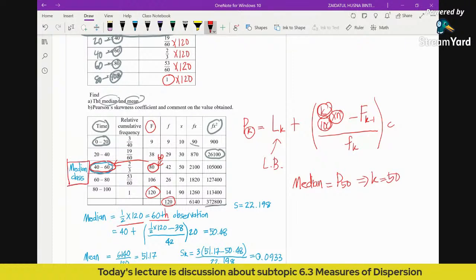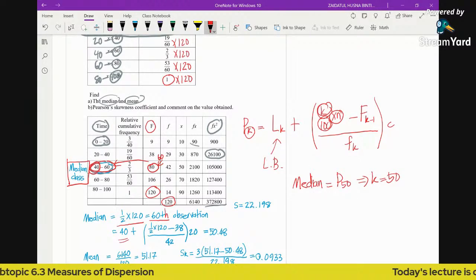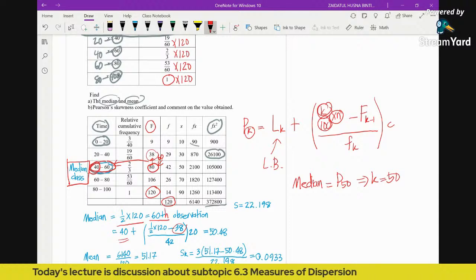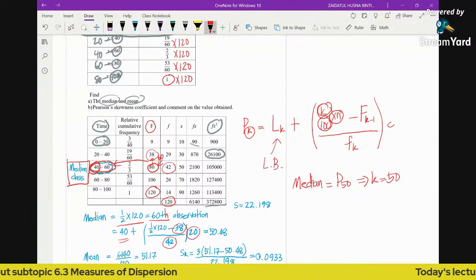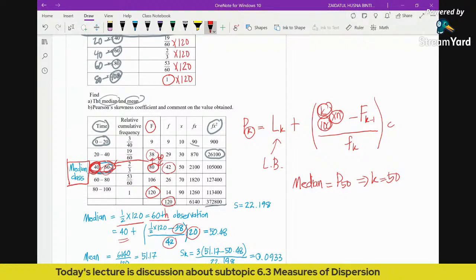And straight away from here you can find your lower boundary. So this is the lower boundary of the median class, plus half times n minus 38, which is the cumulative frequency of the class before, divided by the frequency of the median class, 42, and then multiply by the class width. How to find class width? It's the upper boundary minus the lower boundary, you will get 20, and then you just press the calculator. So this is the value of the median.